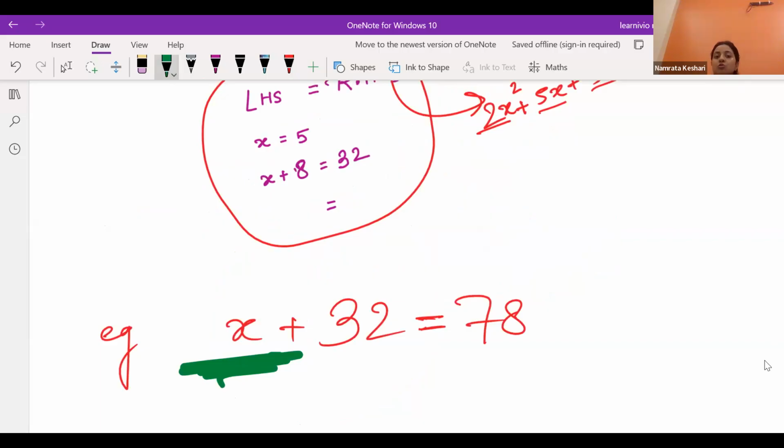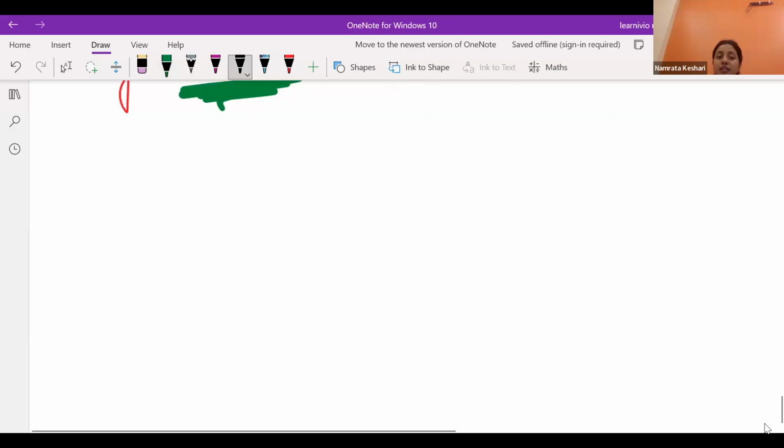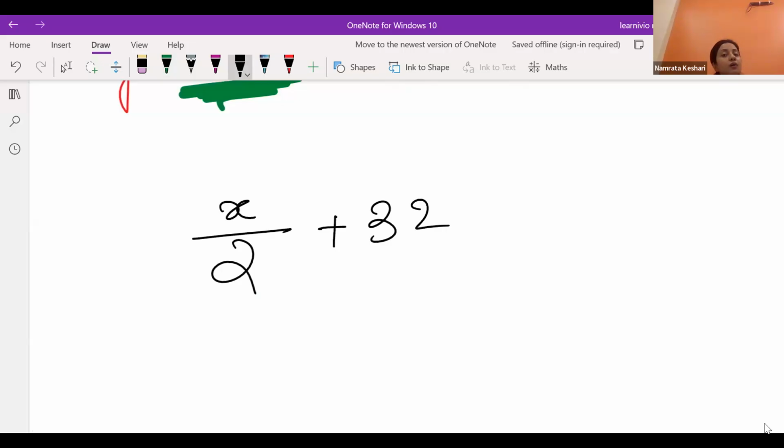You will easily be able to tell me the value of x. You have already solved much trickier and tougher equations in class 8, even x by 2 plus 32 is equal to 2x by 7. This is also an equation and it contains just one variable. One variable means one type of variable, only x is here. So linear equation in one variable you have done already in the previous class.